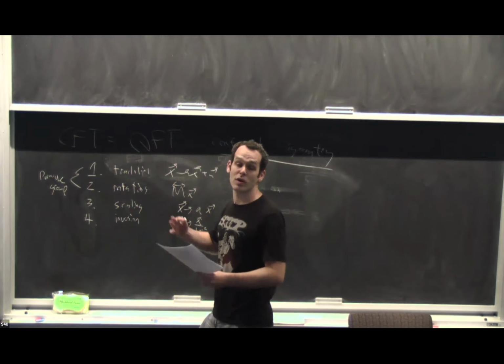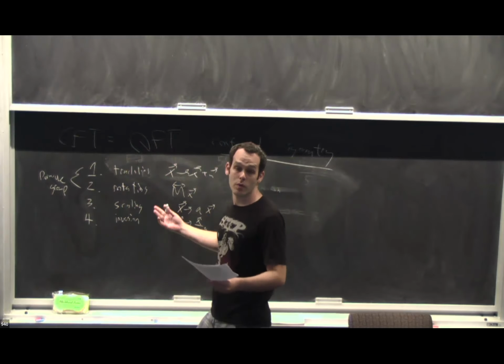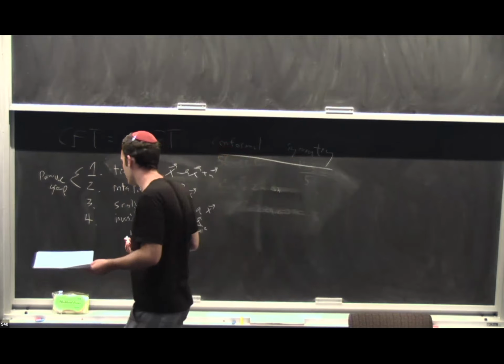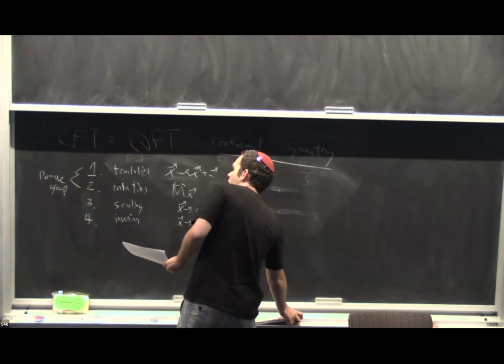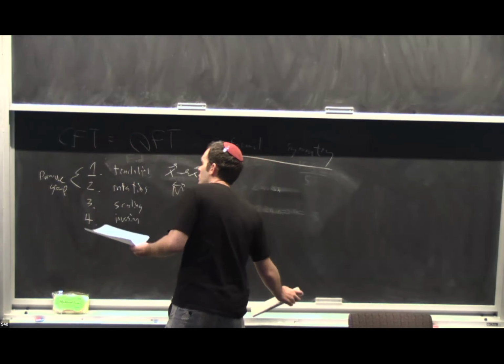Now, why do we care about conformal field theory? This would seem like a pretty random couple of things to add, scaling and inversion. How many systems in the world actually have these extra properties on top of just the usual translation and rotation?